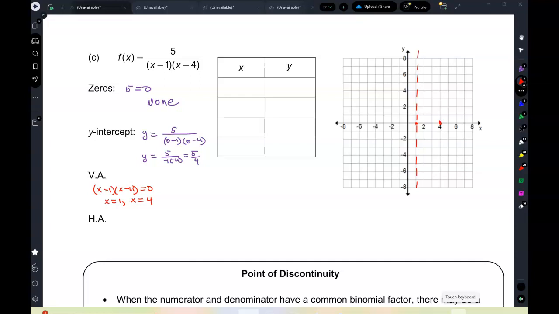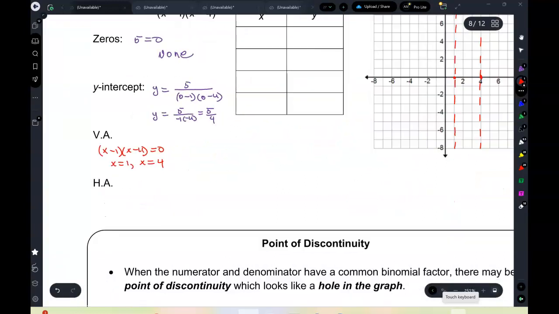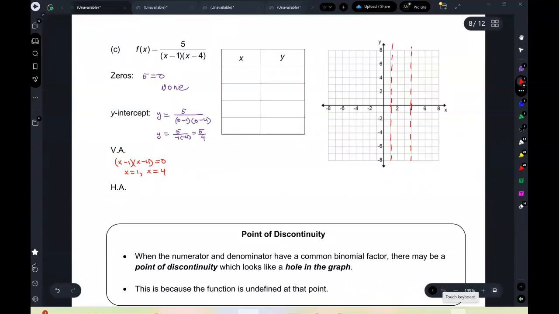And I go to x equals 4. There's 2. You set the denominator equal to 0 and you have to solve it. Okay? Now for the horizontal asymptote. This one is a little bit involved. It's a little bit tricky. So, take a look.